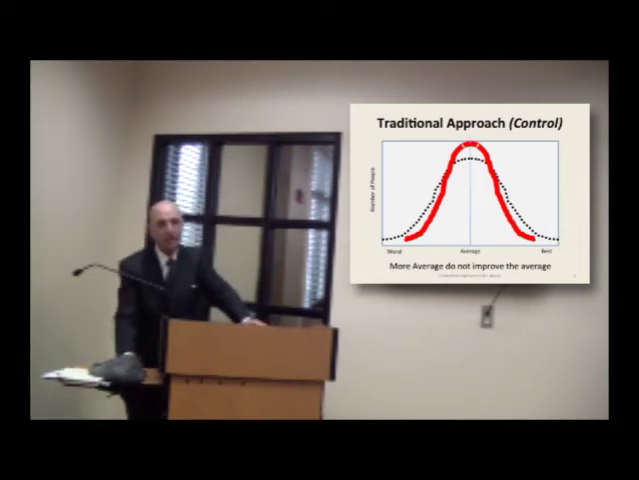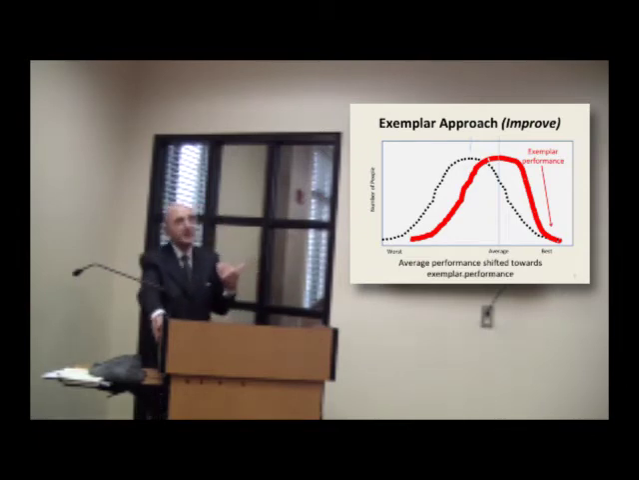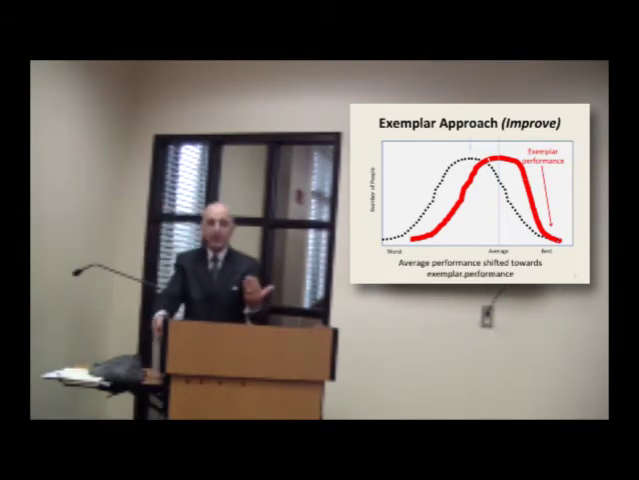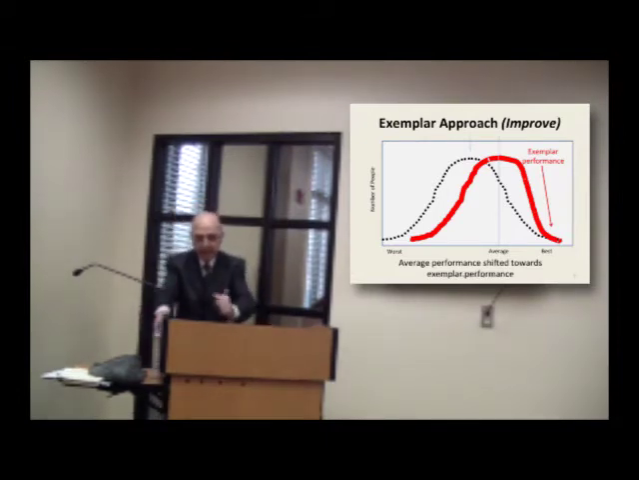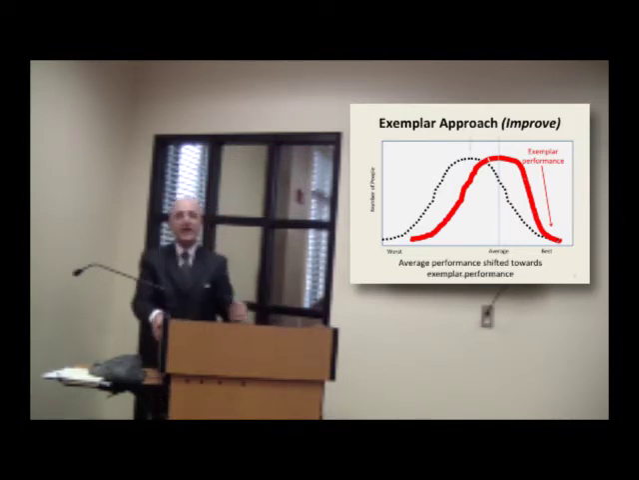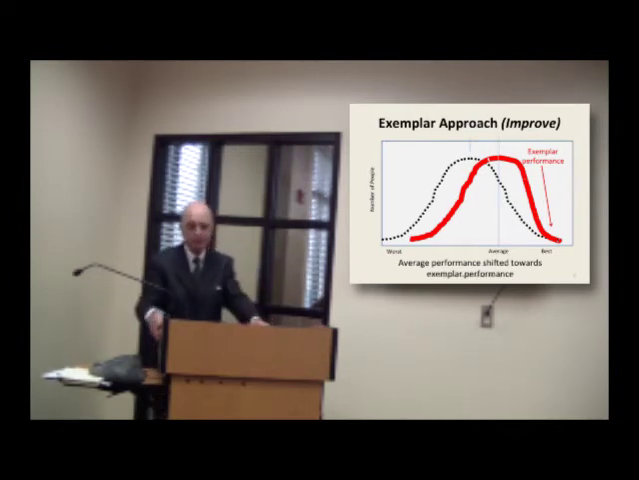This is the control approach. Okay, the exemplar approach is a different way. It looks for improvement, not control. How is that? I mean, we have an exemplar performance. Instead of trying to get everybody conforming to the average, I'm trying to push the average towards the exemplar performance. Okay, this is the improvement approach.